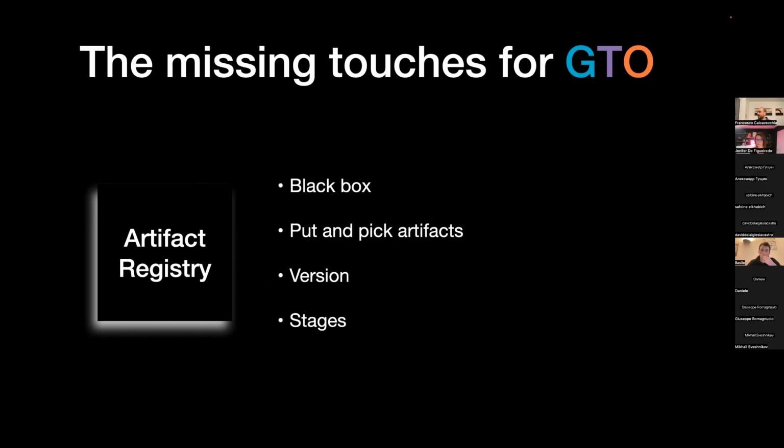So do we have this in GTO? We do have stages, we do have versions, of course, but what is missing currently is the possibility of putting and picking artifacts. So you have to use Git and perhaps DVC commands to achieve that. But it's an open issue, as Alex here knows, he created it. It's something that will be added in future, but currently is missing. So in conclusion, I think this is the missing part for GTO to be a really complete product.